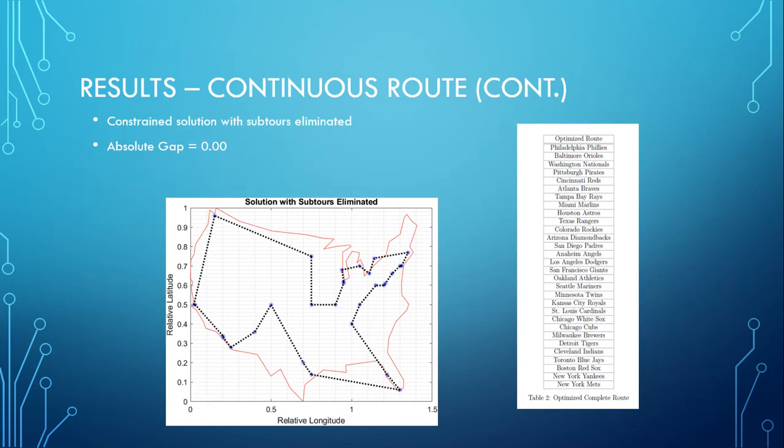The way that the solution does this is by implementing an iterative inequality constraint that will slowly take away the number of lines in each subtour so that eventually it eliminates that subtour entirely, and that process just keeps repeating itself until all the subtours are gone. As you can see here, a continuous route was found with an absolute gap of 0, so optimality was found. On the left here you see the map, and on the right you have the actual list of cities in the order which would be the most optimal.